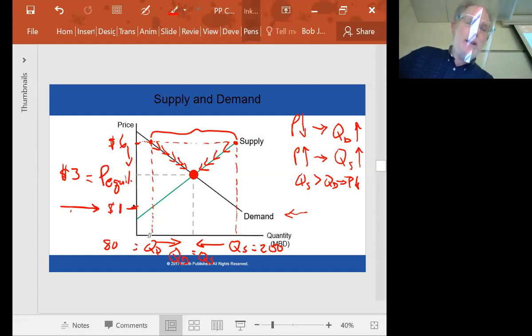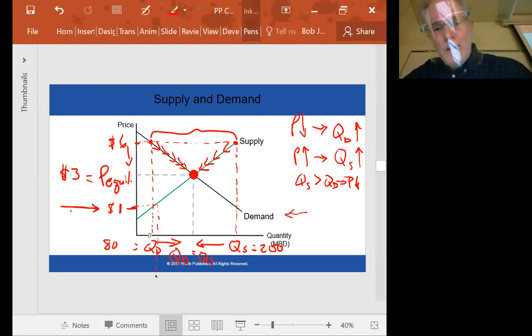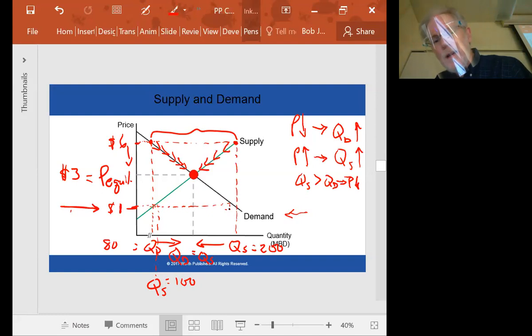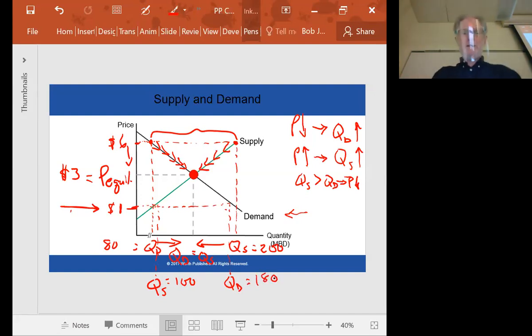Well, we get that by reading over to the supply curve. And let's say the new quantity supplied is, let's say it's 100,000 gallons. What do we do next? We look at consumers. What are they going to want to do at that price? So we read over to the demand curve, and let's say the new quantity demanded is 180,000. Right?